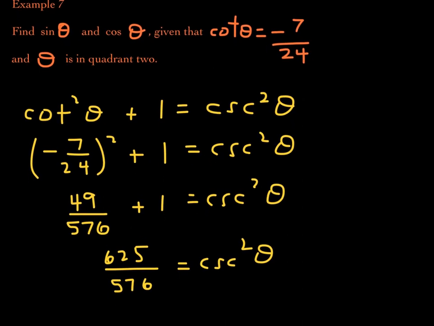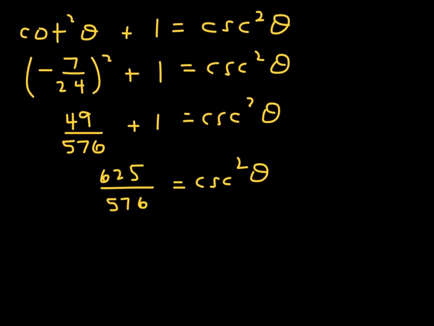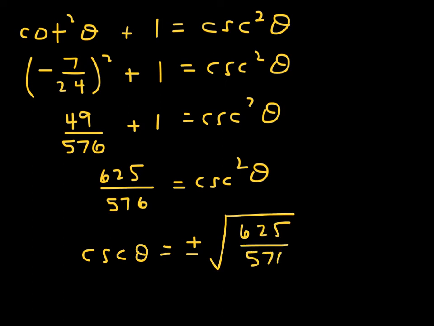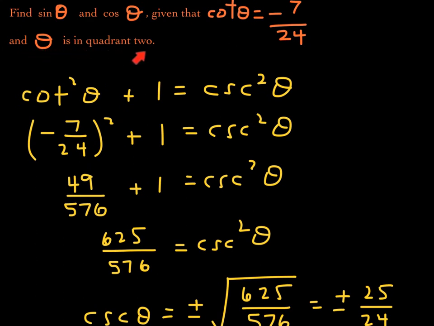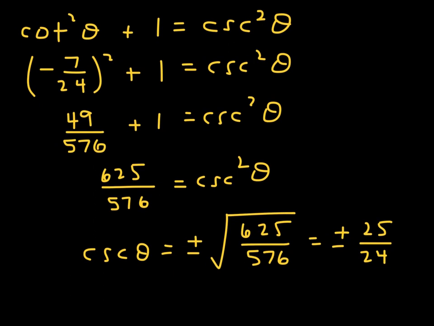Let's take the square root of both sides. And when you take the square root of both sides, you get cosecant of theta is equal to plus or minus the square root of 625 over 576, which is plus or minus 25 over 24. Now, should we be taking the positive root or the negative root? Well, let me scroll back up here. Look at the instructions. It said that theta is in quadrant 2. And in quadrant 2, cosecant along with sine is positive. So we're going to go ahead and take the positive root because we're in quadrant 2. So cosecant of theta is equal to positive 25 over 24.